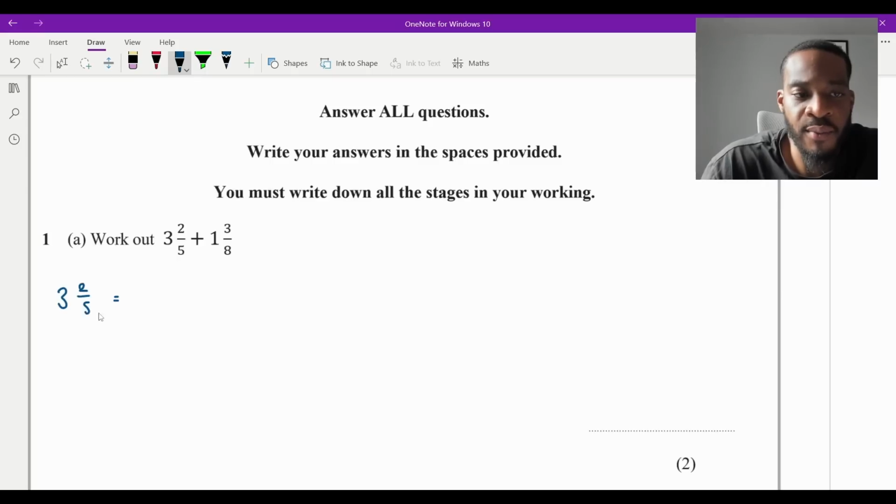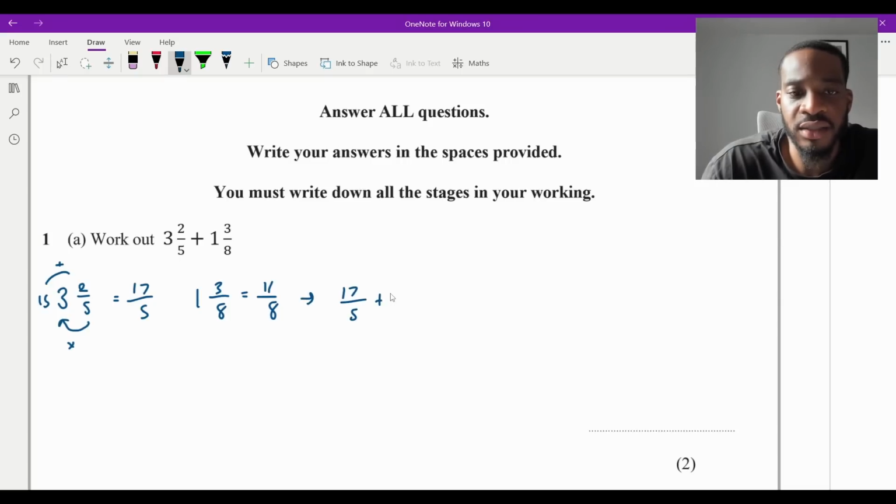3 and 2/5, right? Remember, we're going to do 5 times the 3, which is going to make 15, and then we're going to add that to 2, which is going to be 17. So it's actually 17/5, and then 1 and 3/8 is going to equal 8 times 1 is an 8, add 3, 11. So it's 11/8. So the question is actually just to work out what 17 over 5 plus 11 over 8 is. So how do we do that? We need a common denominator.